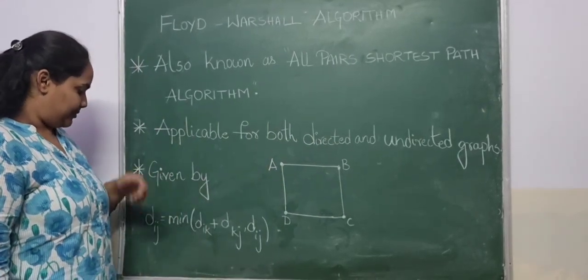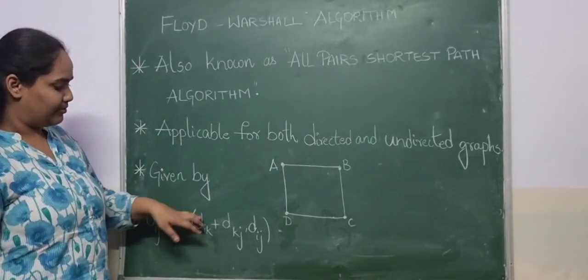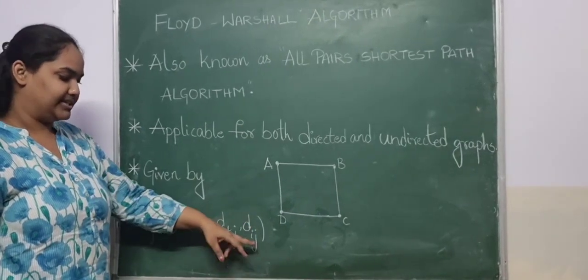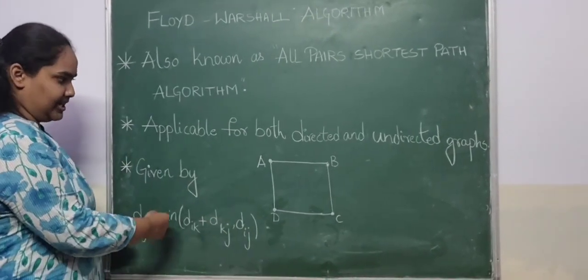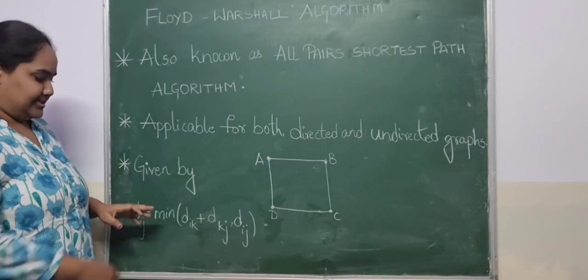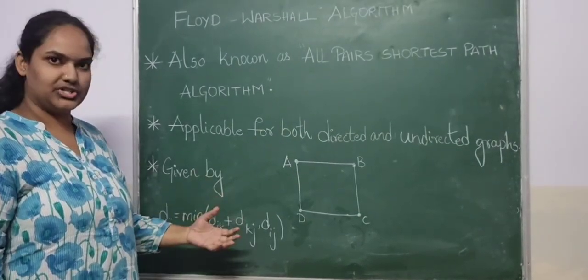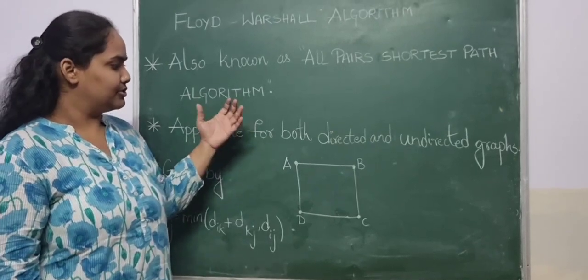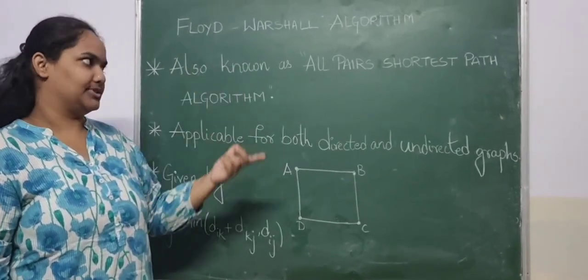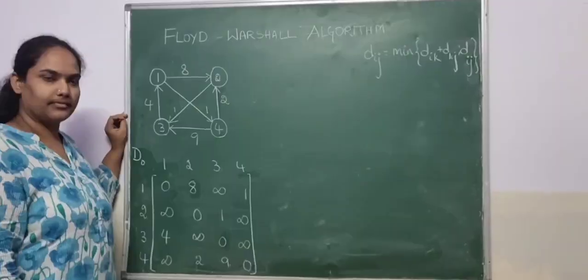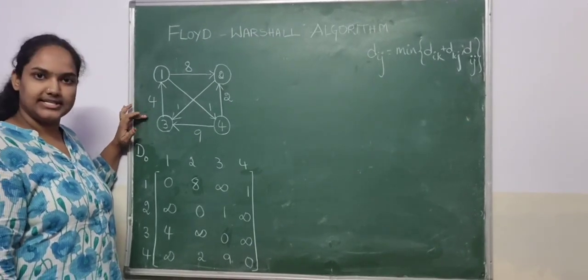It is given by the formula Dij is equal to minimum of Dik plus Dkj comma Dij, where i, j are the vertices and D is the distance between the vertices and k is the iteration value. We are going to learn more about this Floyd Warshall algorithm using an example. This is the example that we are considering.